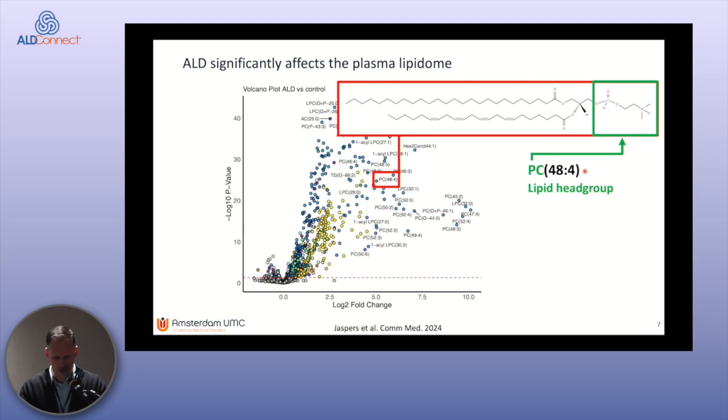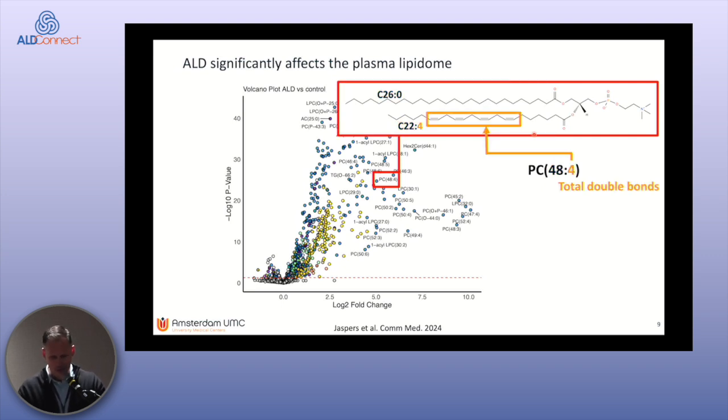Now, just for those who are less familiar with lipid nomenclature, here I show one example. This is PC 48:4. So PC stands for the lipid class or the lipid head group. 48 is the total length of the fatty acids that are present within the lipid. So in this case, this is a C26:0 fatty acid combined with a C22:4. So 26 plus 22 is 48. And the 4 here represents the total amount of double bonds that are present within the lipid.